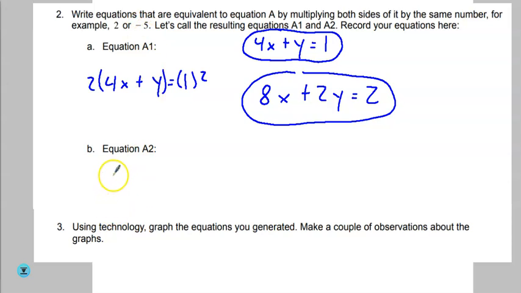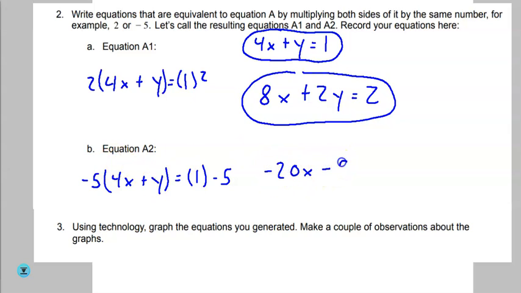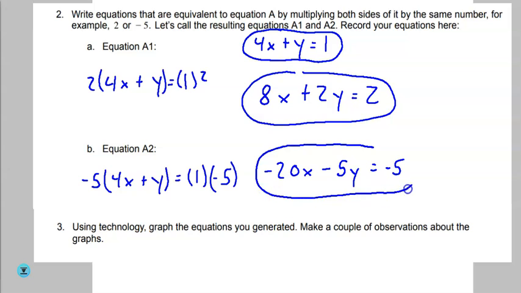If you did it with -5, 4x plus y equals 1, multiply the left side by -5, multiply the right side. So as long as you multiply by the same number, you will get -20x minus 5y equals, remember this is multiply, not subtract, so -5. This equation is also equivalent to those.